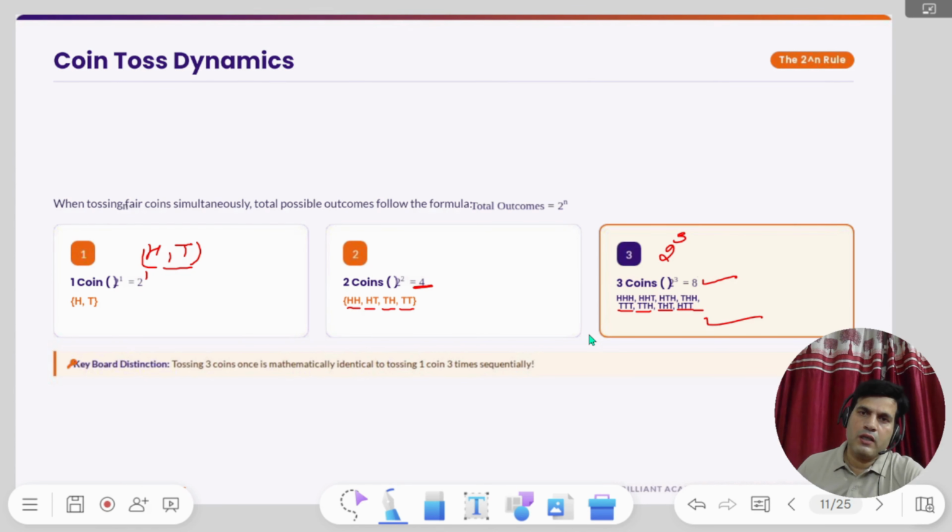Tossing 3 coins once is mathematically identical to tossing 1 coin 3 times sequentially.